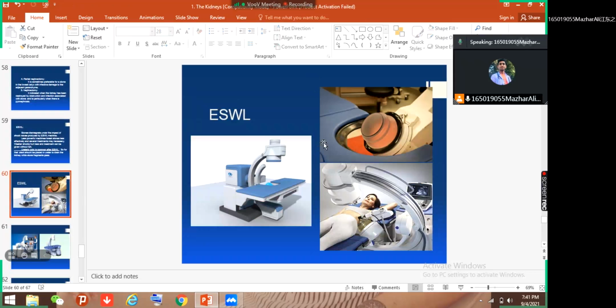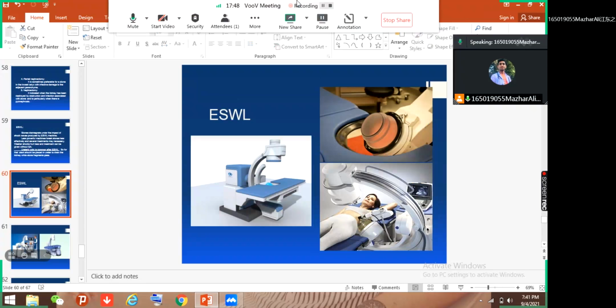That's how we do it. So that's all, guys, for renal stone: their pathophysiology, their symptoms, their medical treatment, their surgical treatment. I hope you guys understand. So this is about renal stone.